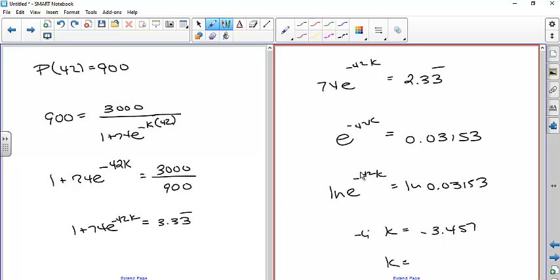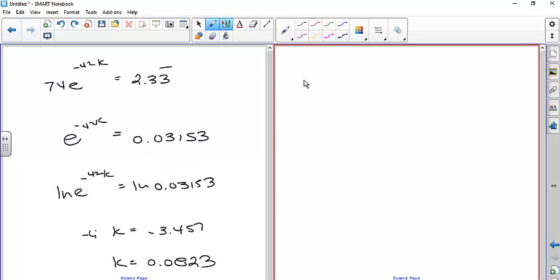Okay, now divide by 42. Times 47, divide 42. Okay, so that's the number you guys got, 0.0823. So that's the constant k. So now I have the function fully defined.